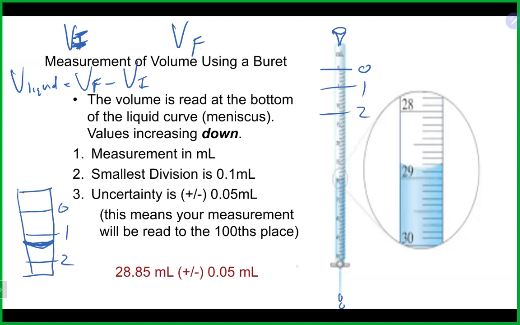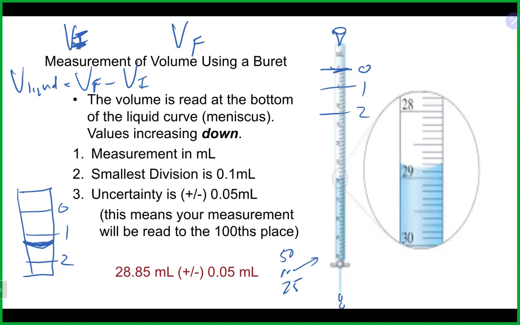Also, a lot of times these come as 50 milliliters or like 25 milliliters. And sometimes when people fill it to the top, they'll record it as like 50 or 25, the whole volume, basically when they're at 0. You should never do that. You should actually record the actual number where the liquid's at.